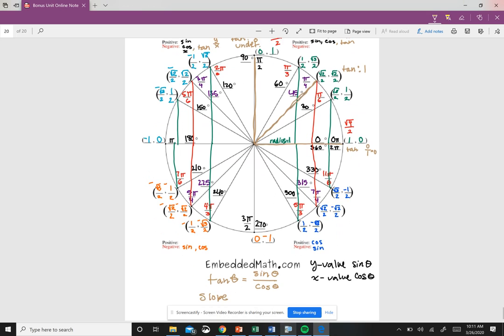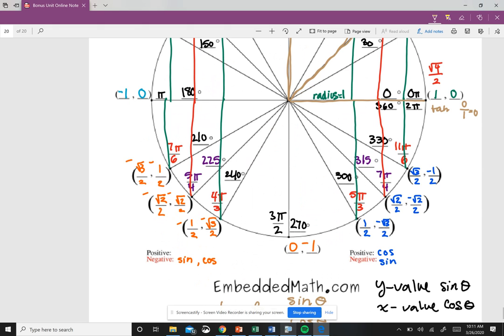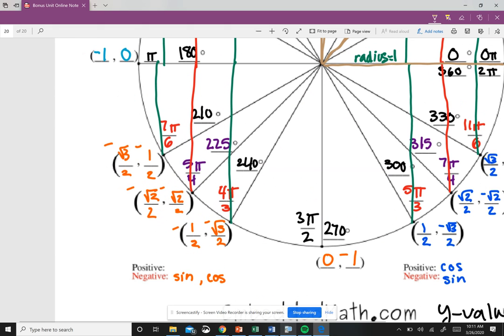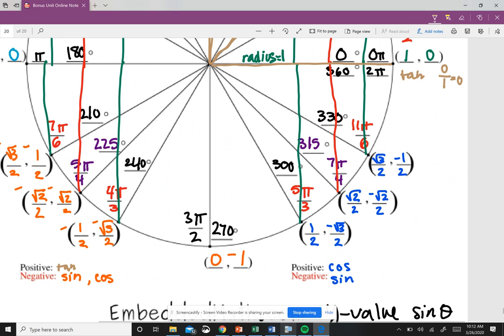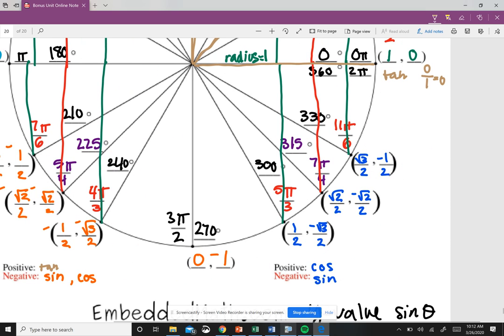Okay, so in this quadrant, see how it's positive? So that means the tangent, divided by negative, makes sense that it would be a positive number because negative divided by negative is a positive. I've got one negative and one positive. So actually, my tangent is going to be negative. They're all negative as well.